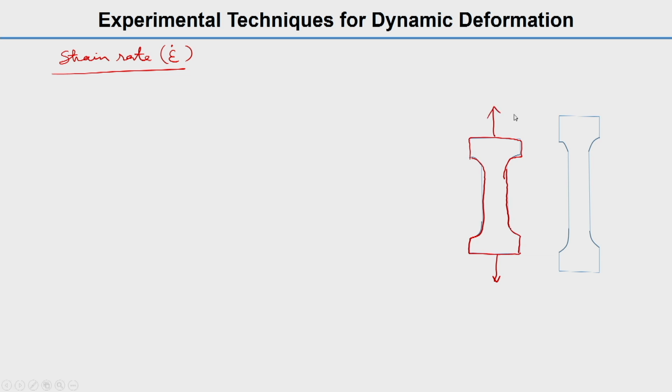In the initial lectures, we discussed the calculation of the strain rate. We will again repeat these discussions. To calculate strain rate, which we will represent by epsilon dot, here you can see a tensile specimen, and we are using a UTM machine at high speed.